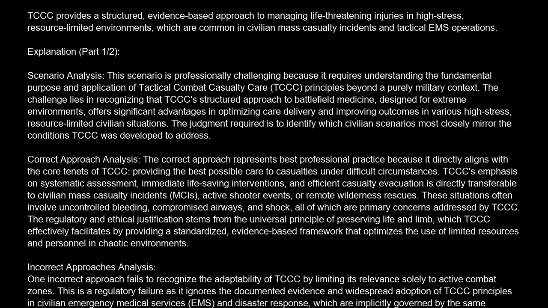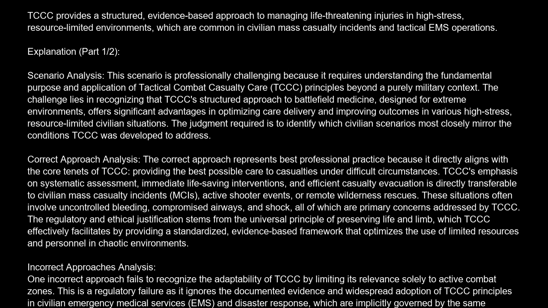Correct approach analysis. The correct approach represents best professional practice because it directly aligns with the core tenets of TCCC, providing the best possible care to casualties under difficult circumstances. TCCC emphasis on systematic assessment, immediate life-saving interventions, and efficient casualty evacuation is directly transferable to civilian mass casualty incidents, active shooter events, or remote wilderness rescues. These situations often involve uncontrolled bleeding, compromised airways, and shock, all of which are primary concerns addressed by TCCC.